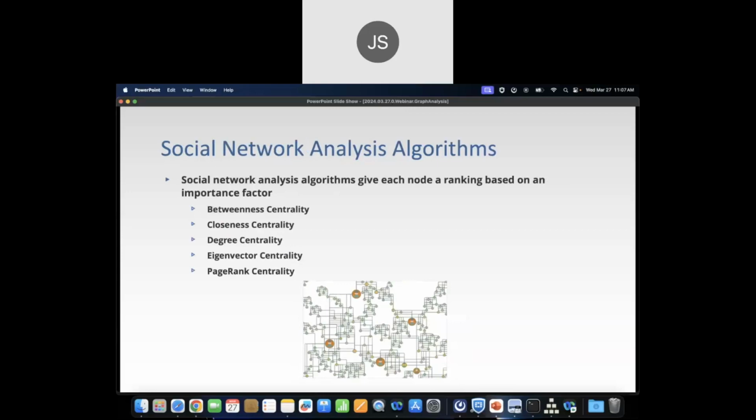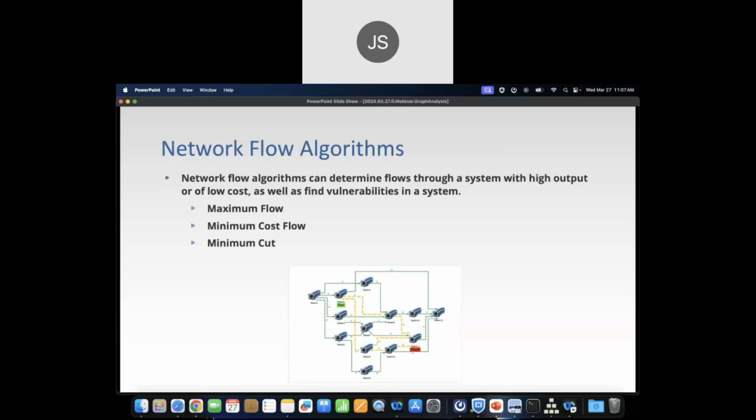Then there are social network analysis algorithms, which give each node a ranking based on importance factors. Perspectives includes several of the top known centrality techniques, and we'll see how some of these work here soon. Network flow algorithms can determine flows through a system with a high output or of low cost, as well as find vulnerabilities in the system.